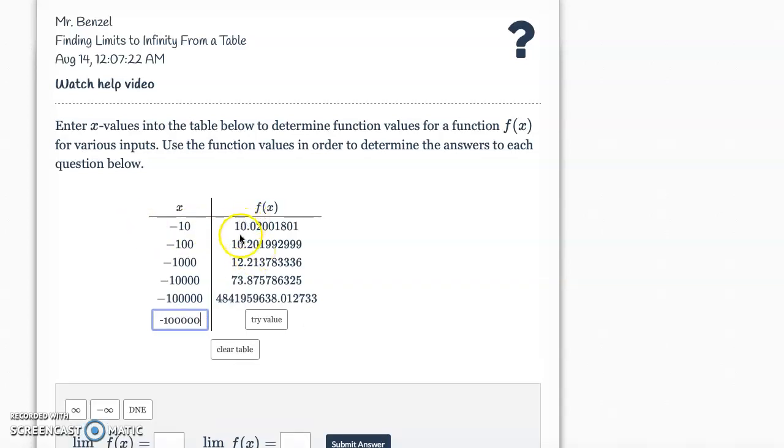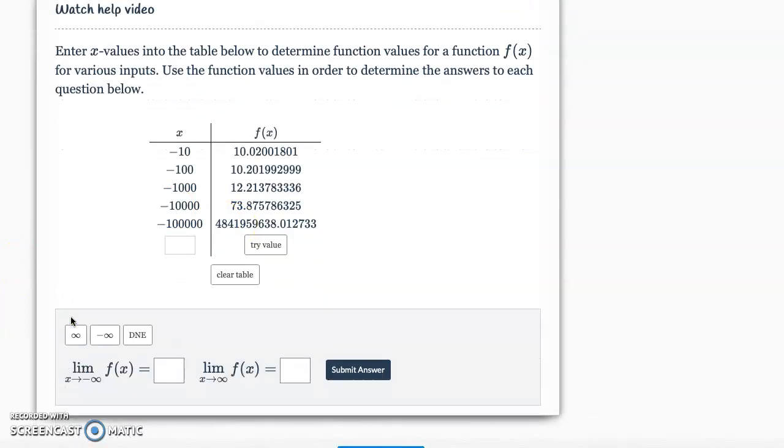If we notice here, we have reasonable y values of around 10 for negative 10 and negative 100. But when we get to negative 100,000, we get way, way up, to a 10-digit number. When you're getting into 10-digit positive numbers, that is trending towards positive infinity. So we would put positive infinity, and that seems to be the prevailing trend.